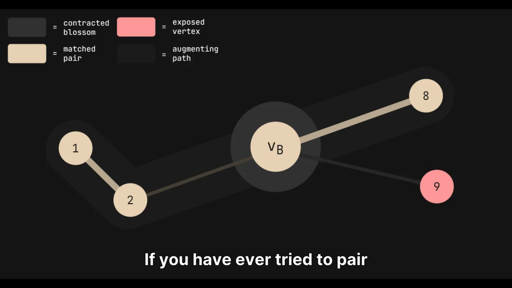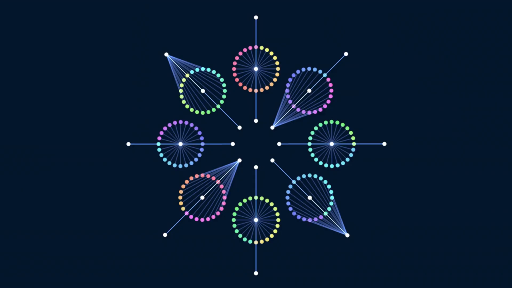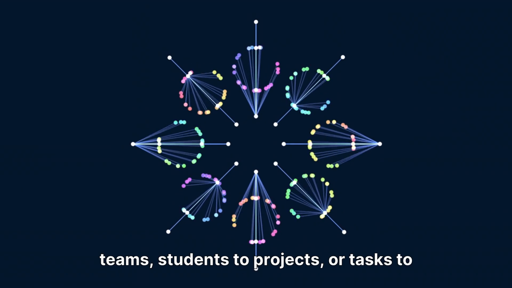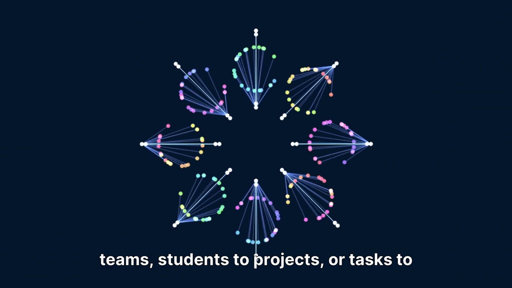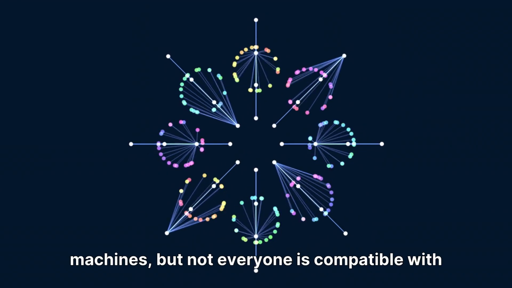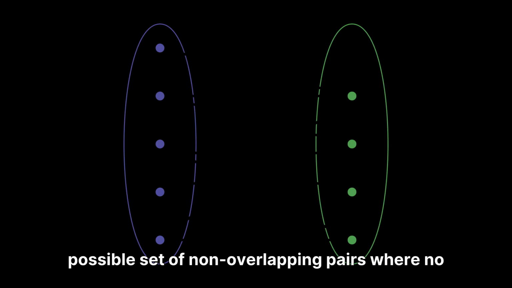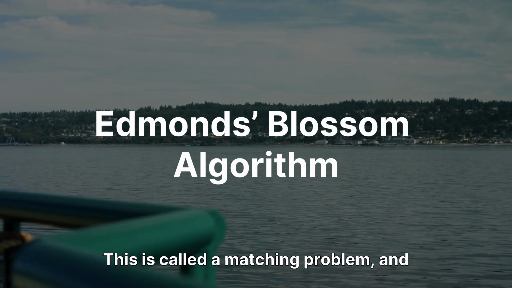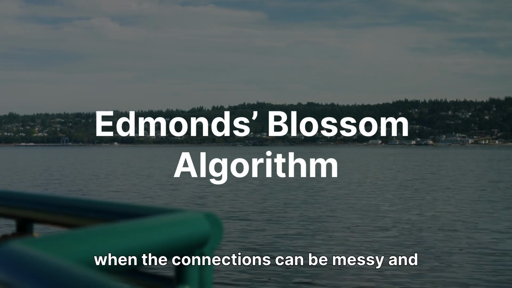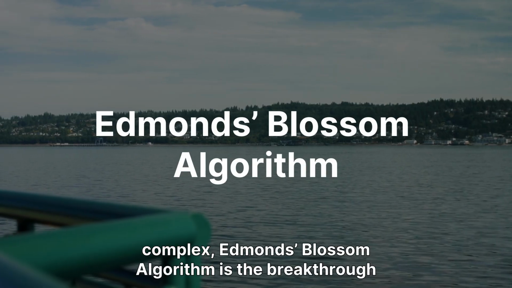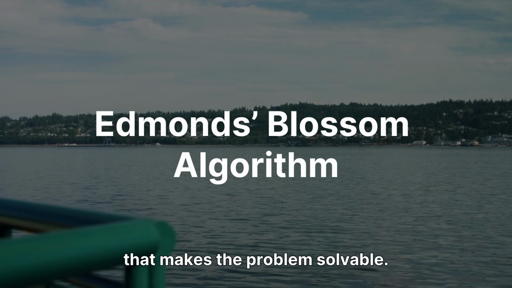If you have ever tried to pair things up in the best possible way, you have already met the problem that Edmonds Blossom Algorithm solves. Imagine you want to match people into teams, students to projects, or tasks to machines, but not everyone is compatible with everyone else. Your goal is to create the largest possible set of non-overlapping pairs where no item is used more than once. This is called a matching problem, and when the connections can be messy and complex, Edmonds Blossom Algorithm is the breakthrough that makes the problem solvable.